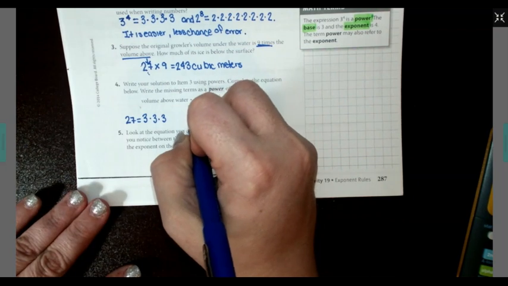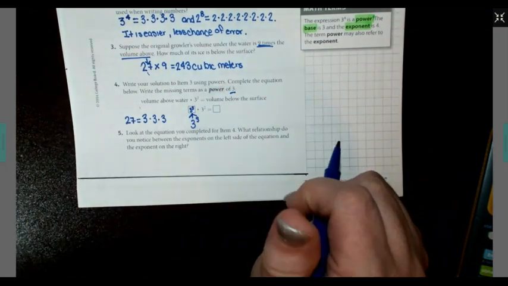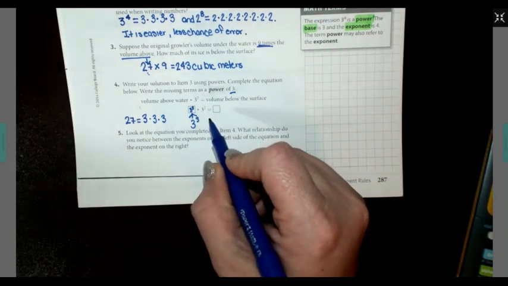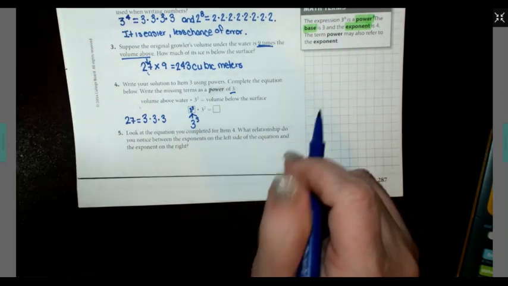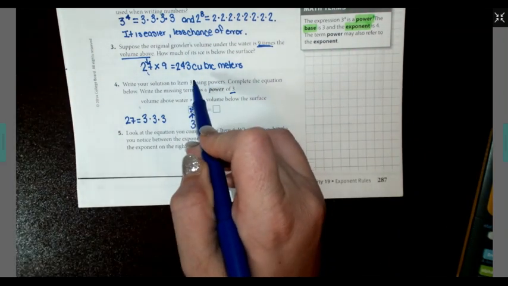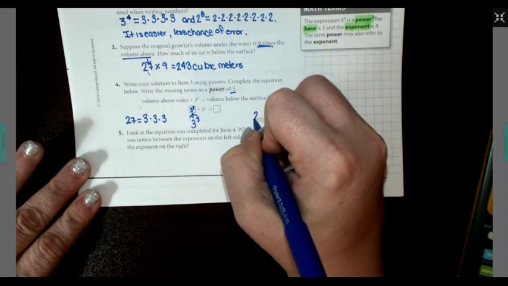Maybe write that a little bit bigger there. 3 to the third power. Couldn't write it that small. Okay? And it's going to be times 3 to the second power. Now, what was the answer there? We said in answer 3, it was 243, right?